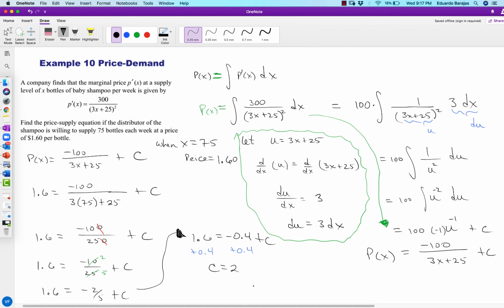And now we have our full equation. P of x is then equal to negative 100 over (3x plus 25) plus 2.